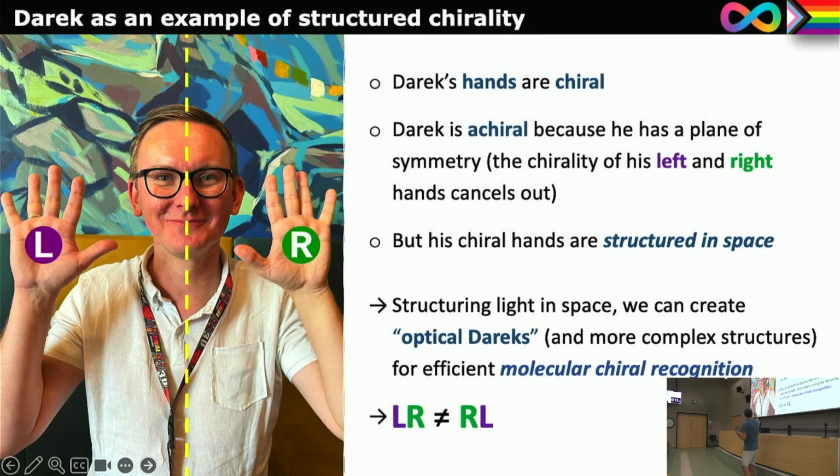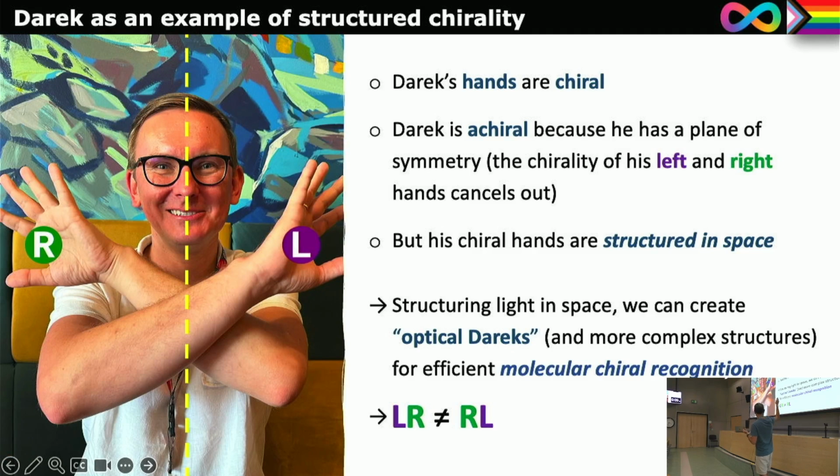Darek's hands are chiral, and he has a left and right hand, but Darek has a mirror symmetry, a plane of symmetry. So basically the chirality of his 2 hands cancels out because they have opposite chirality. But Darek is an example of a structured chirality because he has chiral hands, and the way that he structures his hands in space is important. And I'm going to show you now how by structuring light in space we can create optical fields that have the same structure as Darek. And I'm going to show you also that this is not the same as this.